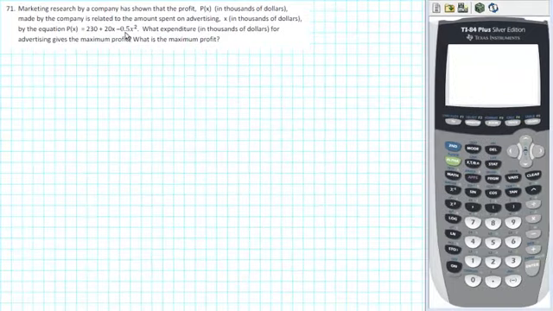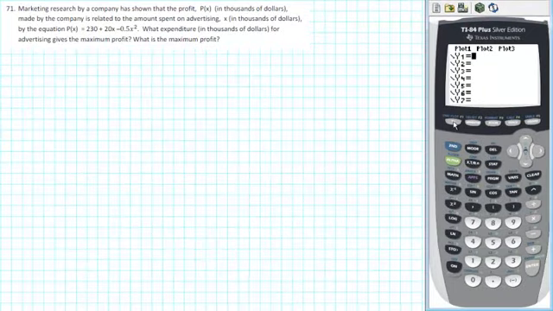Let's first of all use our calculator to explore. We'll go to y equals to enter the profit function. We'll enter 230 plus 20x minus 0.5x squared.